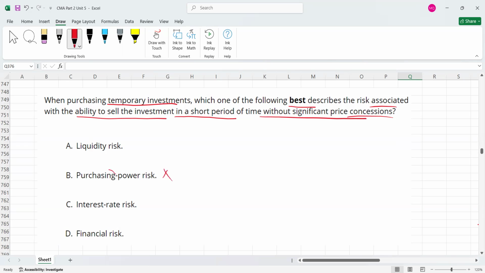It's not purchasing power, because that's inflation. It's not interest rate, because interest rate risk is the risk that a security will fluctuate in value due to changes in interest rate. It's not a financial risk. So which risk is it? Liquidity risk. Yes, liquidity risk, right? It's A. This is the definition of liquidity risk: the risk that we will not be able to sell our investments in a short period without incurring a loss or at the market value.